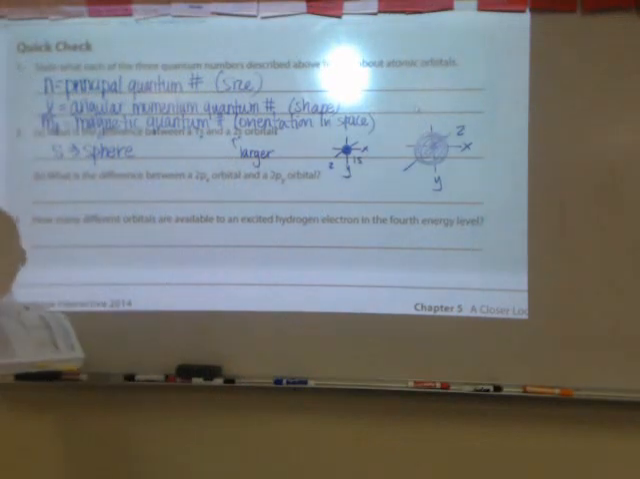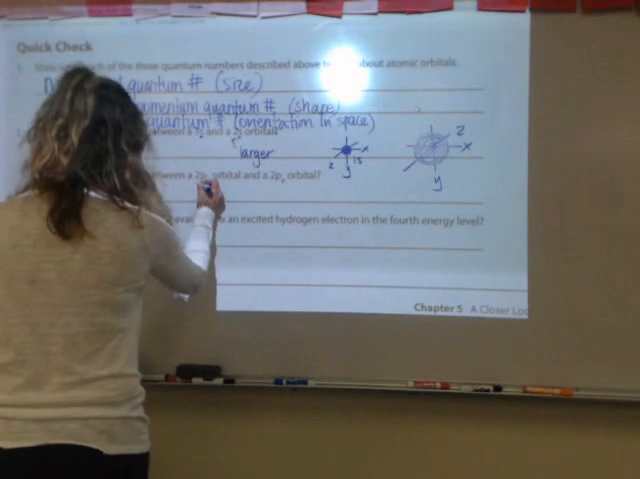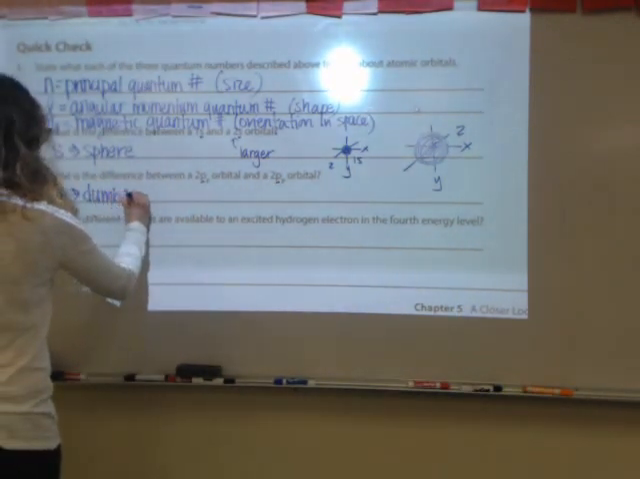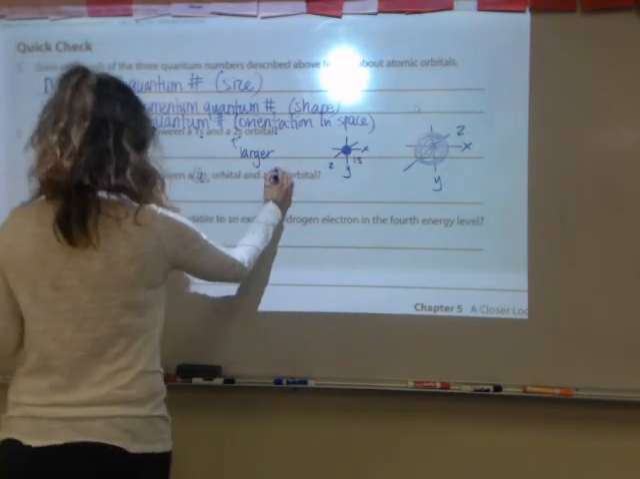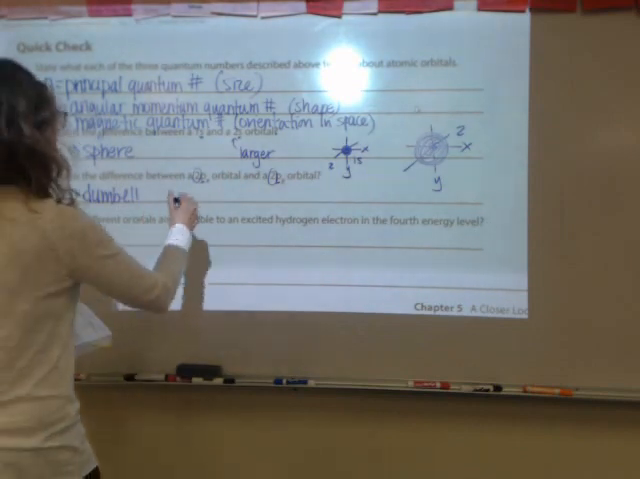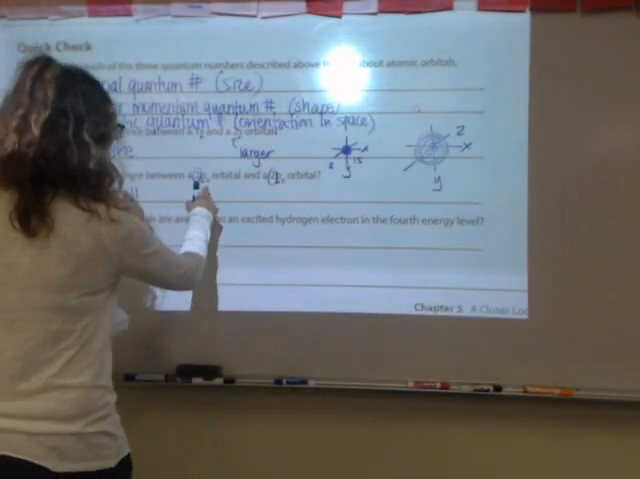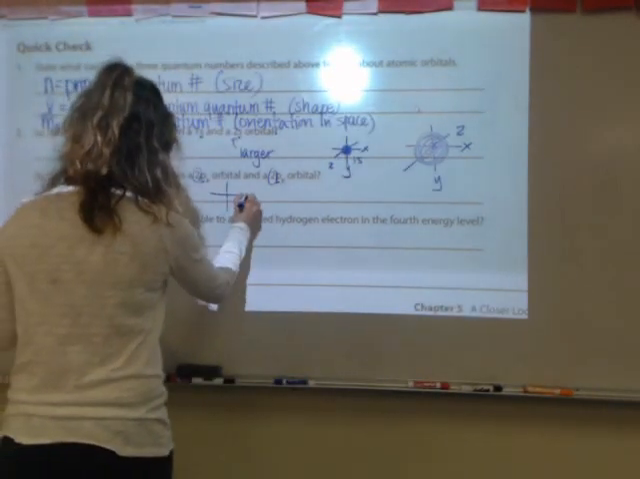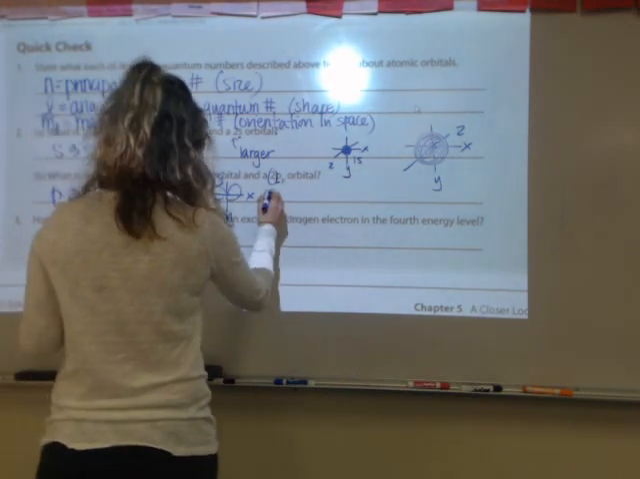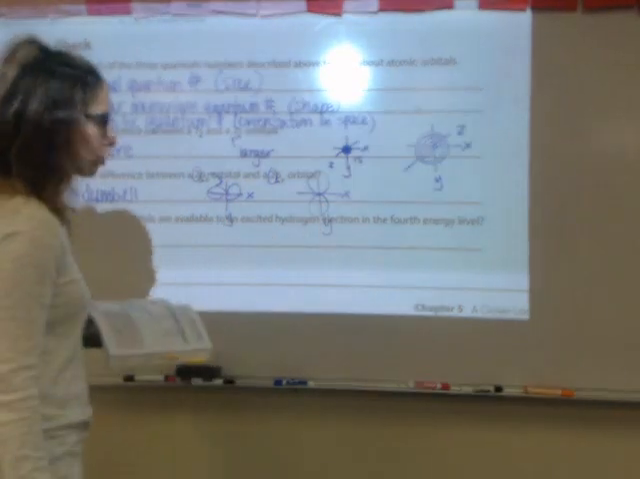B, what is the difference between a 2px orbital and a 2py orbital? So they both have the same shape, right? A p is a dumbbell shape. And they have the same energy levels, right? They are both 2, so they have the same quantum number. But the x and the y tell you that the orientation in space is different. This would be on the x-axis. Okay, so this is your 2px. And then I would have some also on the 2py.